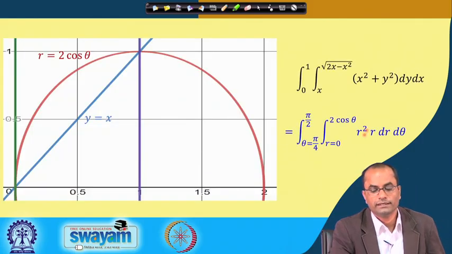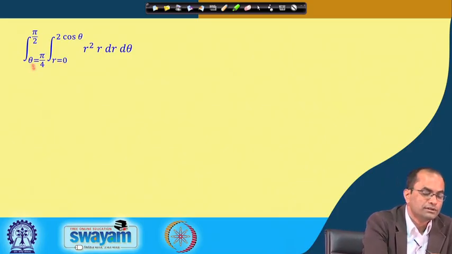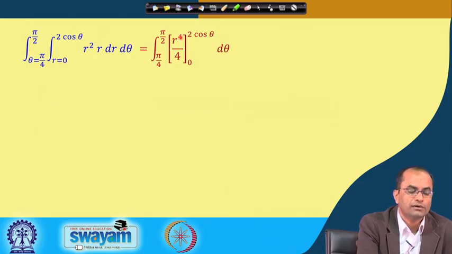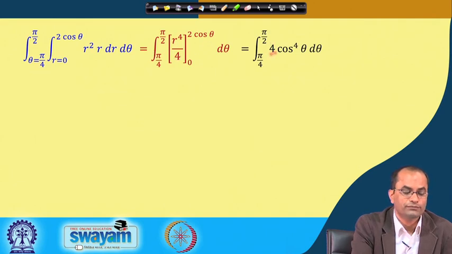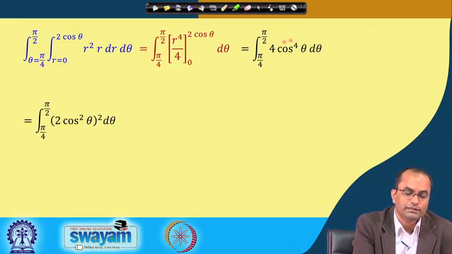So, which we can easily compute now. r from 0 to 2 cos theta and theta from pi by 4 to pi by 2. So, this is r cubed, meaning r to the 4 by 4, with limits from 0 to 2 cos theta. So, the upper limit minus the lower limit. Upper limit will become 2 cos theta to the 4, divided by 4, so this will be 16 and then 4. So, we will get 4 cos 4 theta d theta and the limits of theta here pi by 4 to pi by 2. We have to simplify this power here.